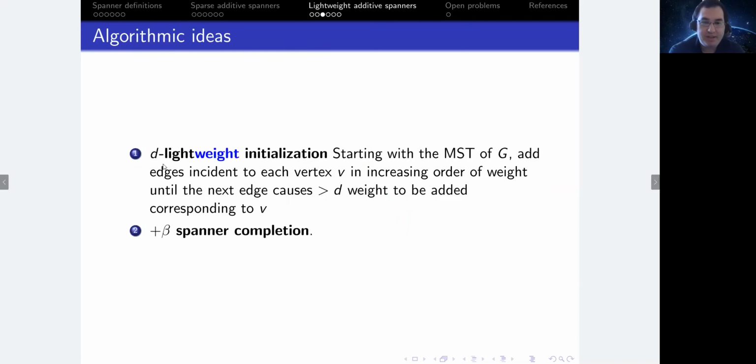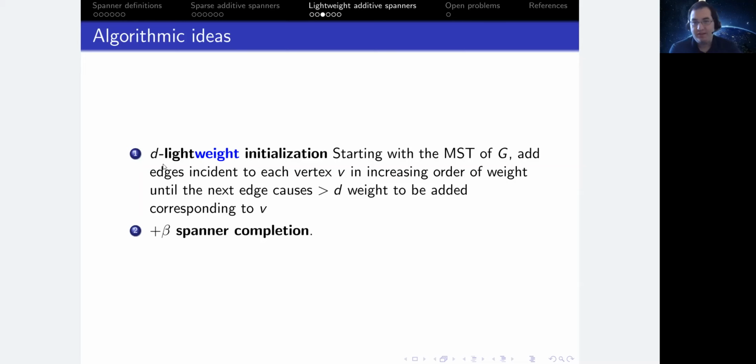So the main algorithmic idea in these lightweight spanners is we're going to modify this initialization process. So instead of adding a certain number of edges for each vertex, we're going to add edges with a total weight at most d for each vertex. So the d lightweight initialization is we're going to start with the minimum spanning tree. And this adds 1 lightness, so we don't really pay much.